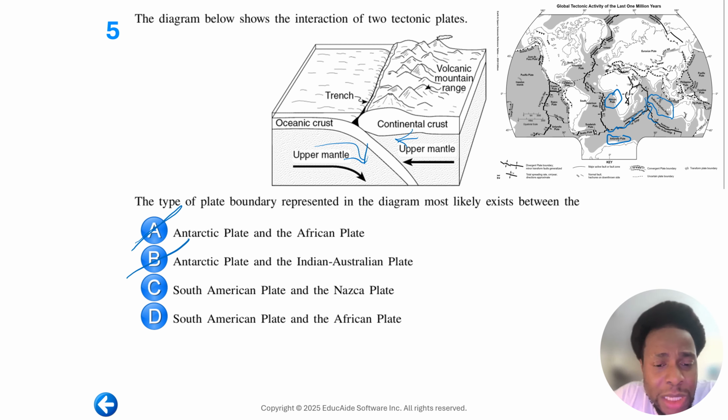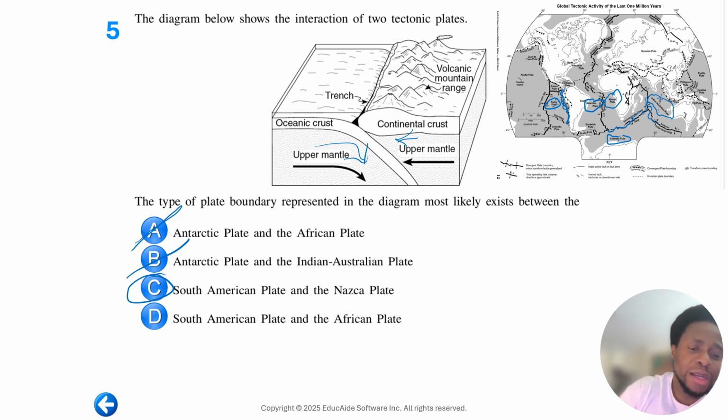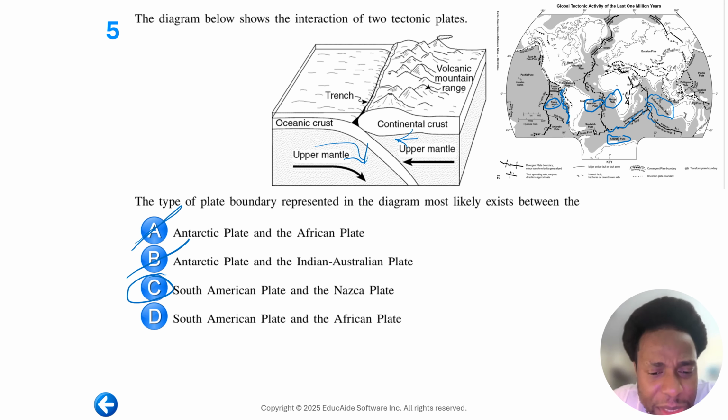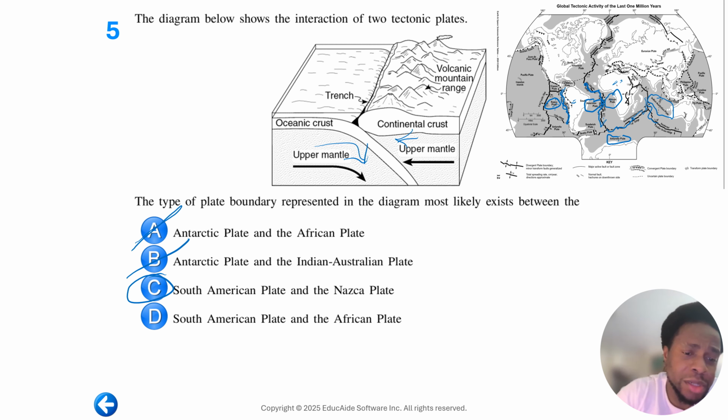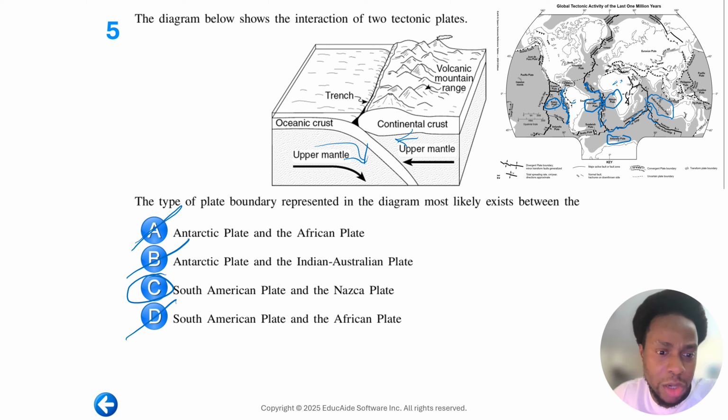So this is out. South American plate and Nazca plate. So this is South America, this is Nazca plate. Between those two plates, we have a convergence. That could be our answer. Option D, South American plate and African plate. Between those two continents is a divergent plate boundary. So that is out. Our best answer remains option C.